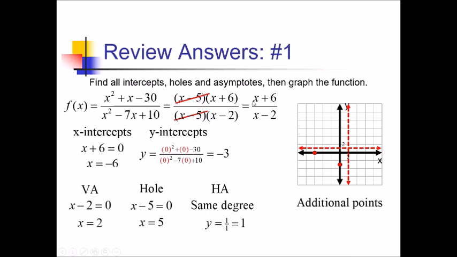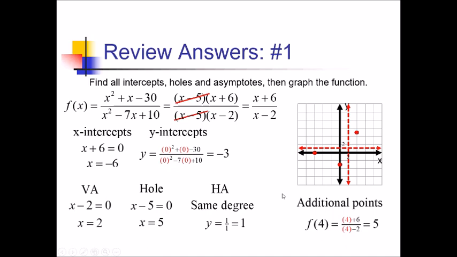So 3 plus 6 over 3 minus 2. Actually, let's go with 4. Just to be on the safe side, let's get a little bit further away and be on a grid line and go with 4. So 4 plus 6, 4 minus 2. So that's going to be 10 over 2, which is 5. So then I have the point 4, comma 5 right here.